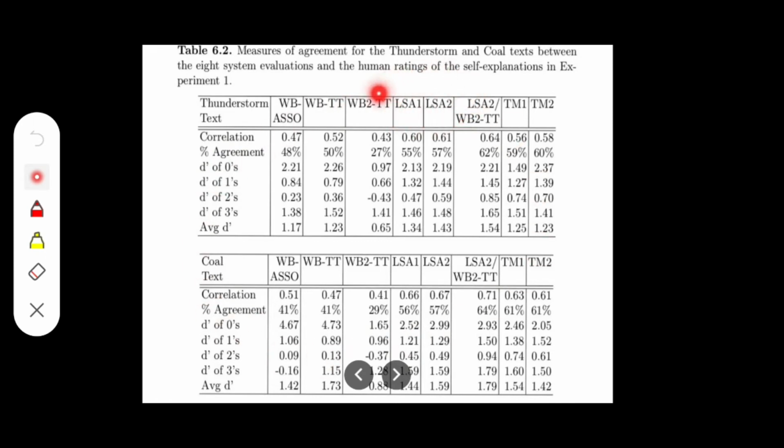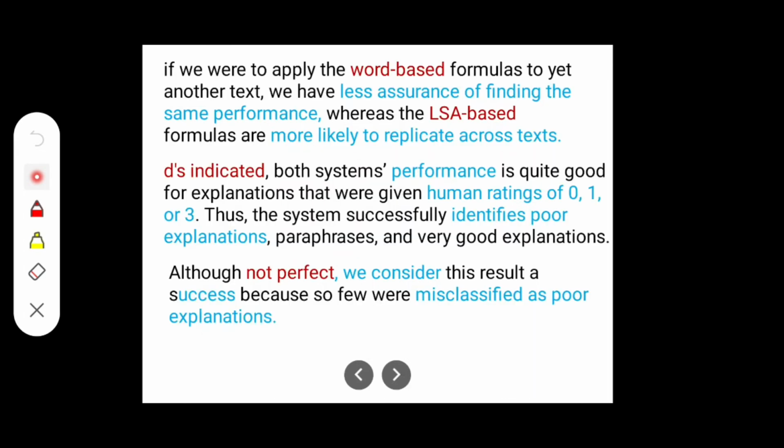You can see here LSA1, LSA2, and WB means word based. By applying these formulas, they obtained these results. You can write the values manually, because how they are calculated is very detailed and not required. So, moving on to the next slide.